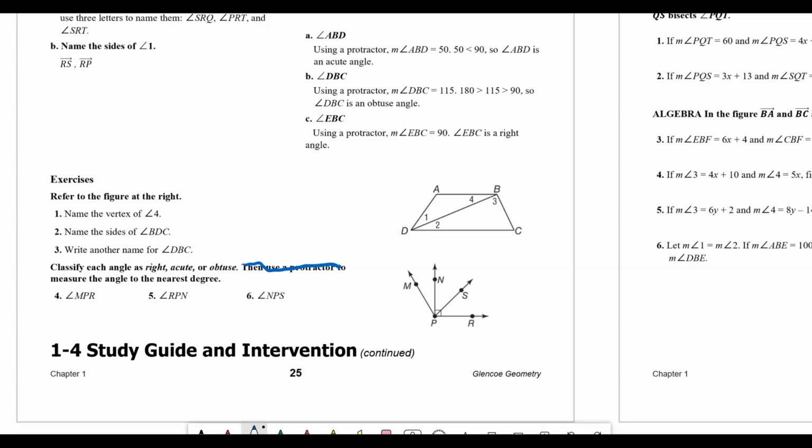So the first thing we want to do is talk about how we name angles. We look at where angle 4 lives. He's in here. And what would be the vertex? The vertex of an angle is always just a point. So the vertex of angle 4 is point B.